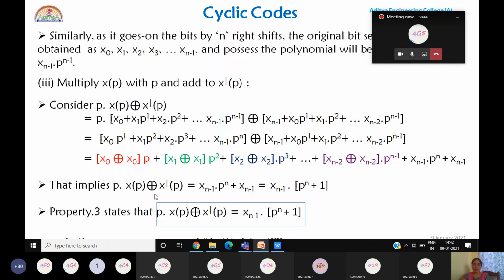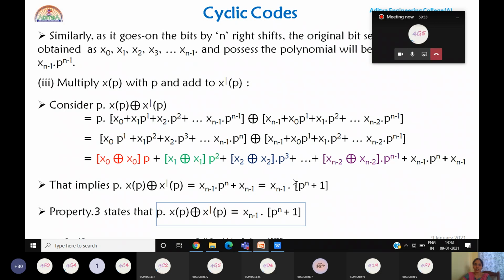So the third property states that the XOR of the 1 bit right shifted code word polynomial with p into the original code word polynomial, if you take, then you will get xn minus 1 into, what is this constant actually? This constant is the MSB bit of the original code word, into p power n plus 1. So wherever you get this kind of value in the LHS, you can replace it with the RHS part.